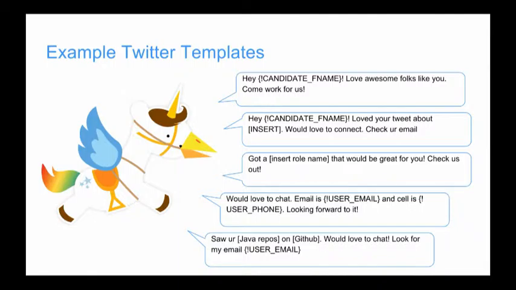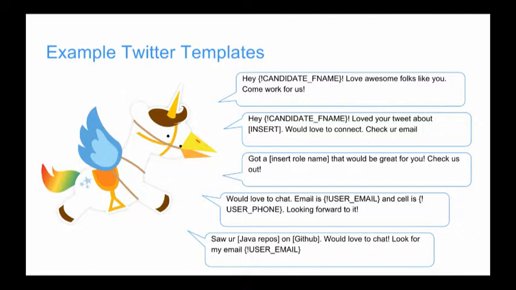Okay, so here are some example templates that you can work from. As you can see, you can use the variables just the same way as you would in an email template in TalentBin. So we see that here in the first one. "Hey candidate, love awesome folks like you, come work for us." So this would be a great first tweet. You actually don't have to just send one tweet. You can send a few. I wouldn't go more than 5. That's kind of a lot. You don't want to completely bombard them. It might be a little aggressive, but a few nice customized tweets where you can throw in some personalization and throw in your contact information is a good place to start.